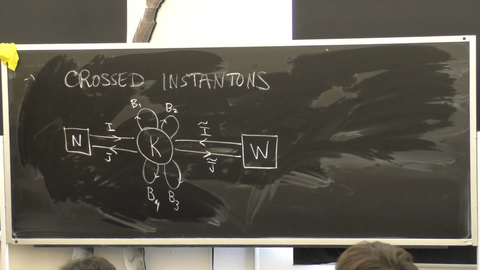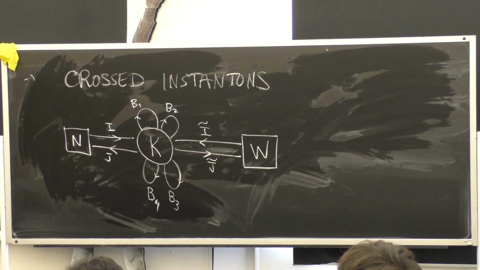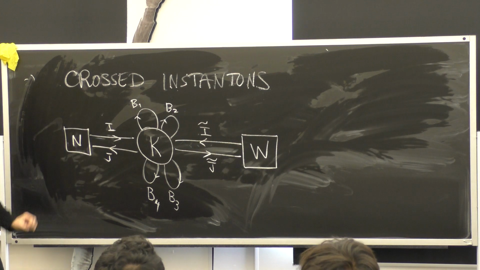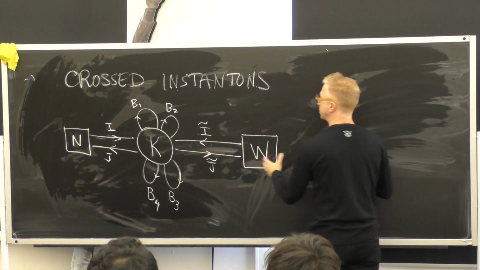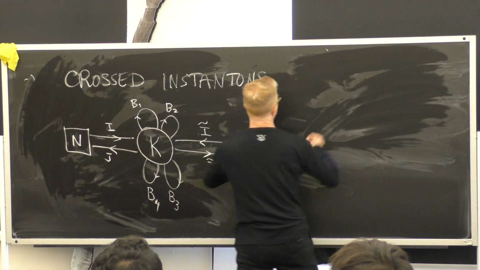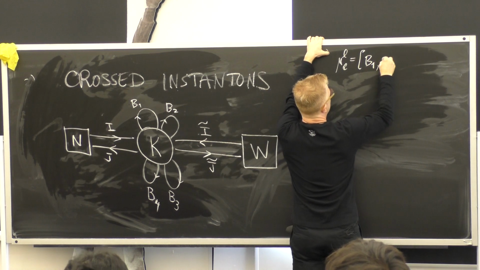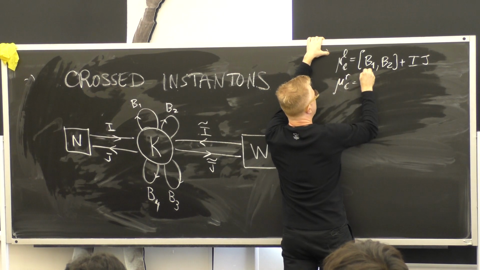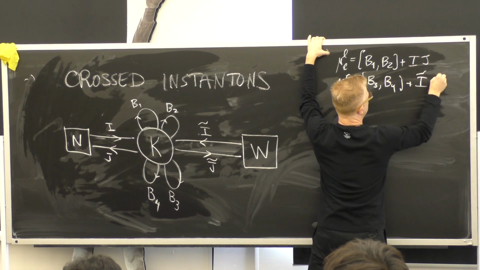So let's introduce another framing space, a second framing space, let me call it W, and a new set of operators I tilde and J tilde. And now let's make this whole picture symmetric, meaning that I will now write equations. I can introduce a left moment map and a right moment map. The left moment map will be the commutator of B1 with B2 plus IJ, and the right moment map will be the commutator of B3 and B4 plus I tilde J tilde.